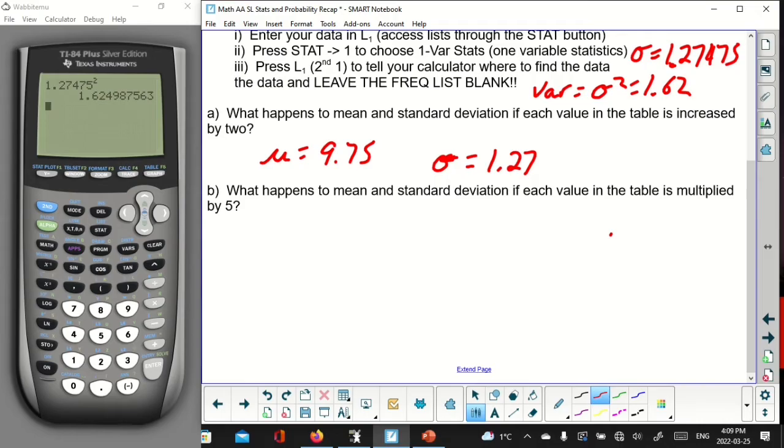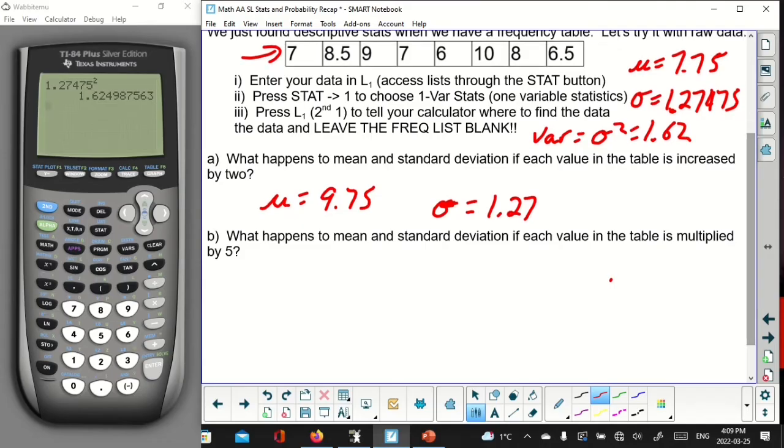The next question we get is, what happens to the mean if we multiply each value by 5? So that's going to do just what we expect to the mean. It'll be 5 times our old mean, which is 7.75. And if we multiply those out, we're going to get 38.75.